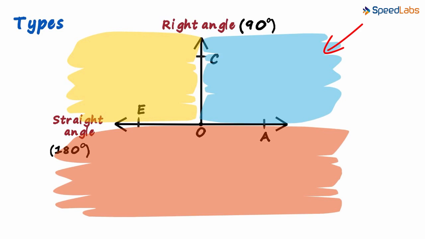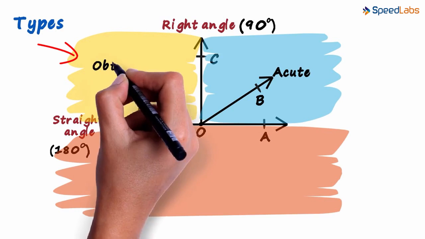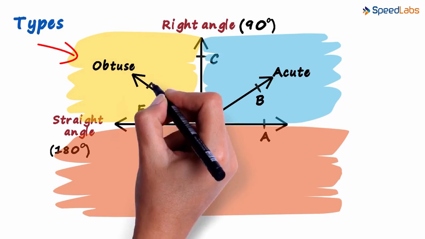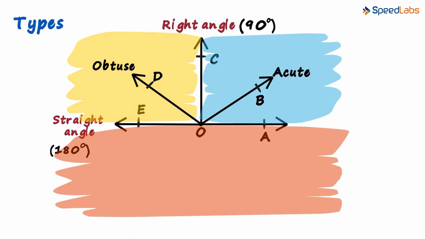Any angle in the blue region is called an acute angle. Let's have another ray OB in the blue region. This angle formed here will be an acute angle. Any angle with its terminal arm between 0 and 90 degrees can be called acute. Any angle formed with its terminal arm in the yellow region will be an obtuse angle. Let this be another ray OD in the yellow region. This angle formed here is called an obtuse angle. That means any angle which has its measure between 90 and 180 degrees is called an obtuse angle.